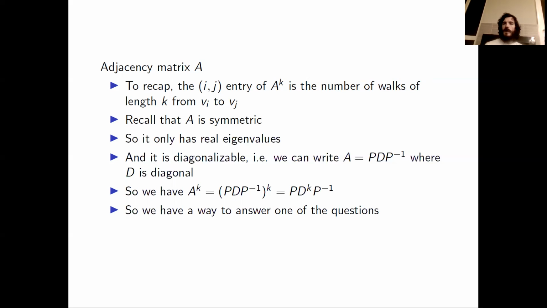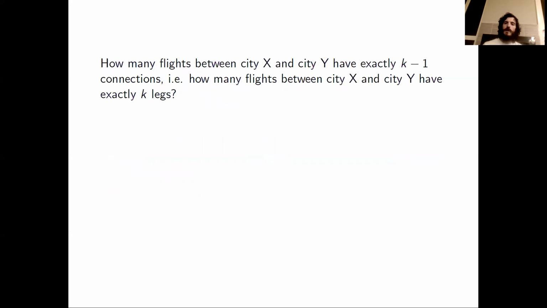So this already gives us a way to answer one of the questions. That question being, how many flights between city X and city Y have exactly k-1 connections? Another way we can ask that exact same question is, how many flights between city X and city Y have exactly k legs?